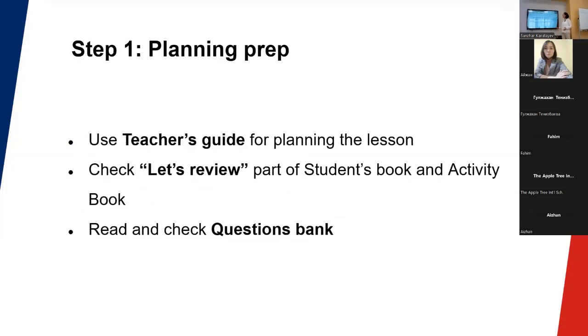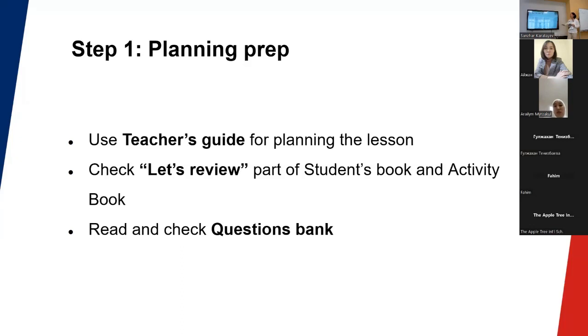Before planning, it's important to use the teacher's guide. Here I can give you an example of the teacher's guide. We will be working in the context of the 2nd grade, because from the 2nd grade, students start assessment, so I will be talking in the context of the 2nd grade. Of course, the teacher's guide is the main tool to prepare for the lessons.